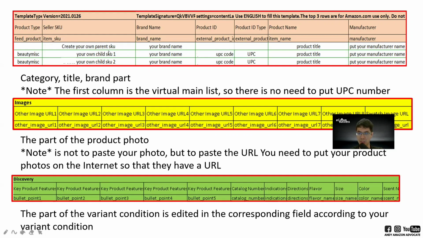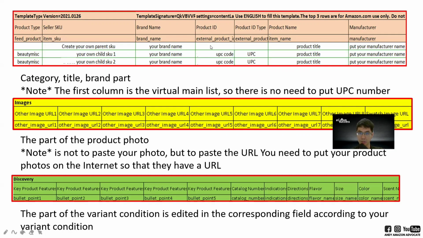For this item SKU, you just create your own parent SKU. You can create anything you want, like ABC123, ACD11112, AAA1007, whatever. You can create your own parent SKU, just simply create it. And for this brand name, you put your own brand name.